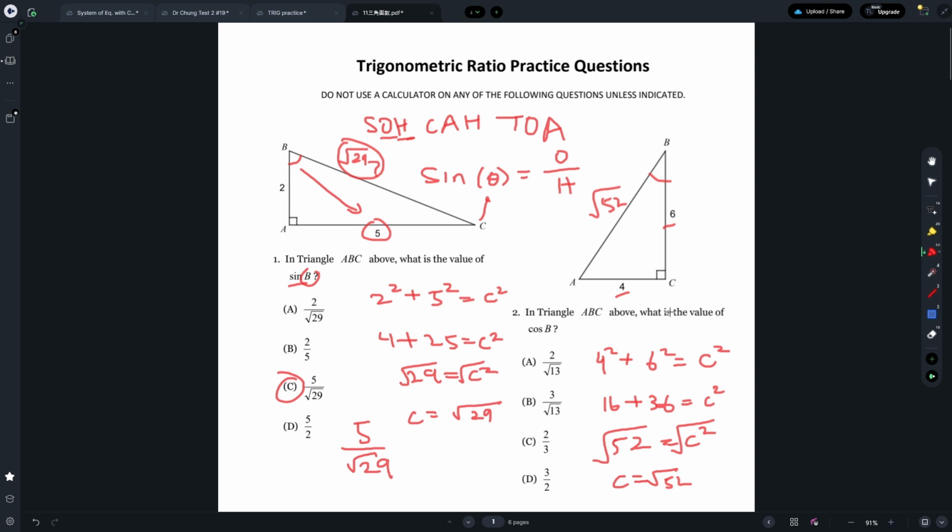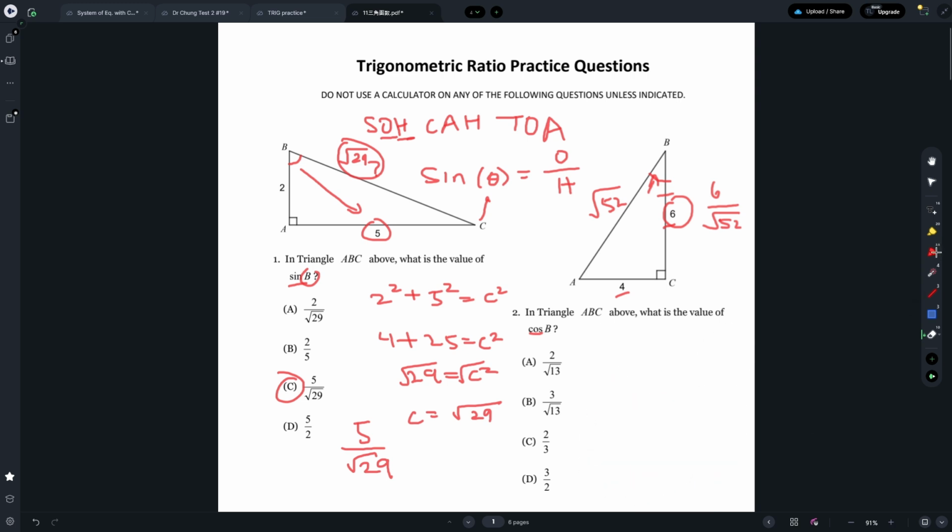So opposite is the value of cosine B. It would be, cosine is actually right here, which is adjacent over hypotenuse. So it'd actually be 6 because it is adjacent to the angle. So it'd be 6 over square root of 52. But as you can see here in the answer choices, they don't actually have an option for that. And so that would mean we need to simplify the square root of 52.